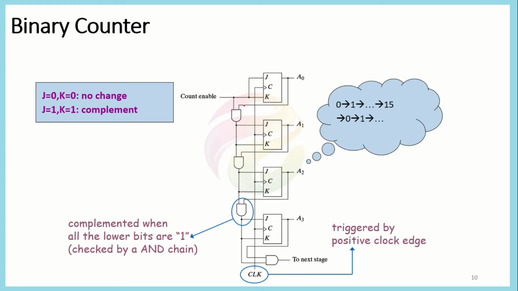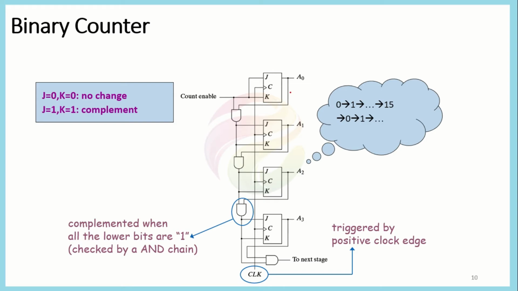This whole circuit consists of JK flip-flops, and the outputs are represented from the A0 to the A3 term. Because this is a 4-bit binary counter, it would start from value 0 and keep on incrementing 1, 2, 3, 4 up till 15. So in this way, this binary counter works.